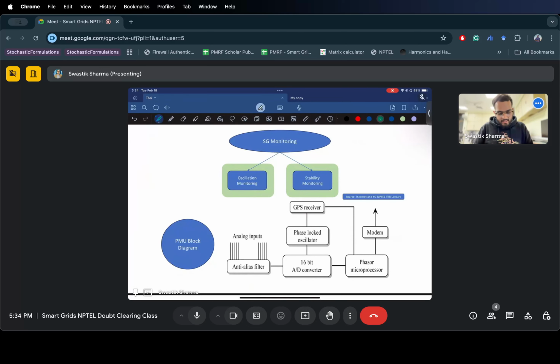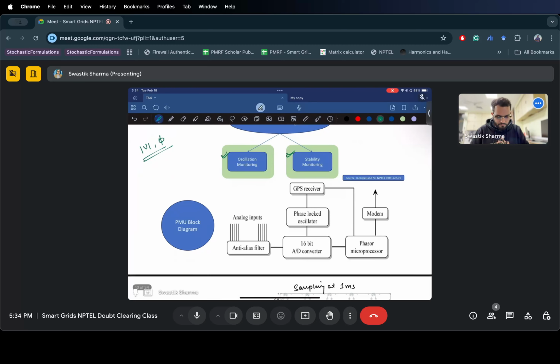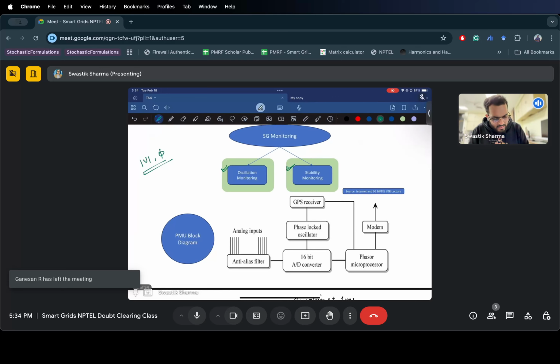Now, in smart grid monitoring, you have two essential kinds of monitoring. One is monitoring of the oscillations, and the other is monitoring the stability of the system. For this, as PMUs give you the voltage and phase angle of any bus they are connected to, you can use them to monitor any instances of negative issues happening in the system. I have already discussed this in the first lecture, but still we'll go ahead.